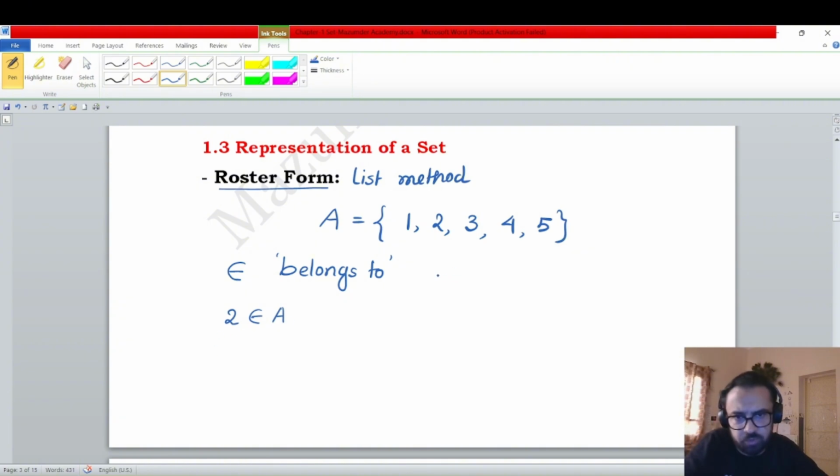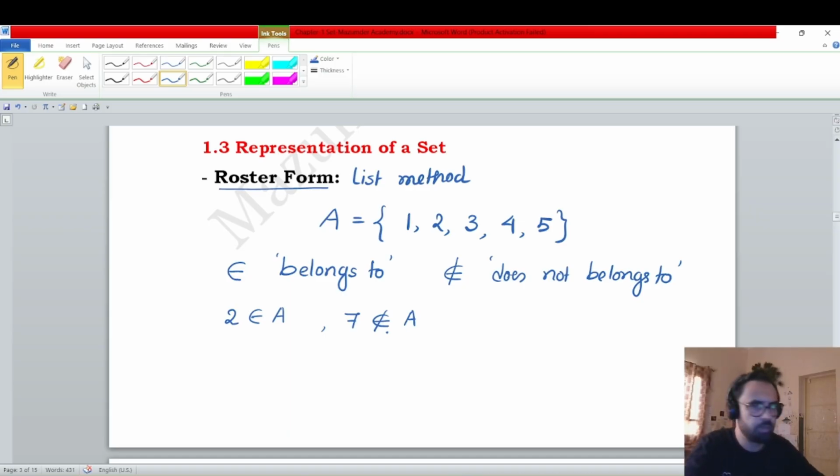And the opposite one is does not belong to. For example, 7 does not belong to A. That means 7 is not available inside the set A, so I can write 7 does not belong to A. I hope belongs to and does not belong to are clear. If something is available inside, then we write belongs to. If not available, we write does not belong to.